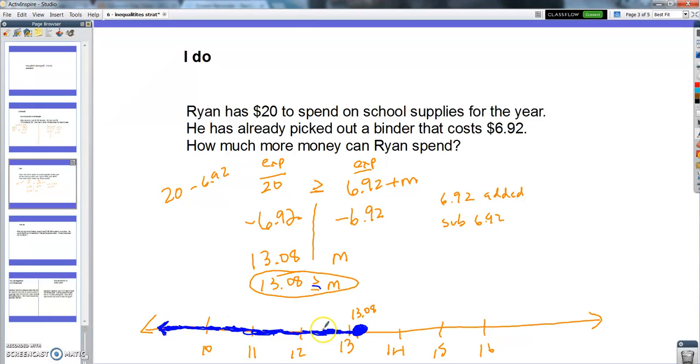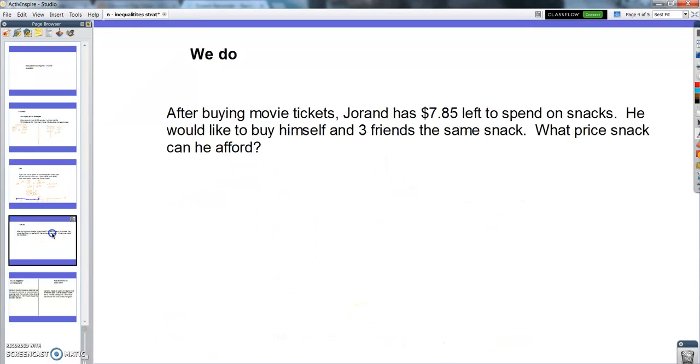And so that shows me the amount of money he can spend is less than or exactly equal to $13.08. All right, open your notebook. Let's do one together. After buying movie tickets, Durant has $7.85 left to spend on snacks. He would like to buy himself and 3 friends the same snack. What price snack can he afford?